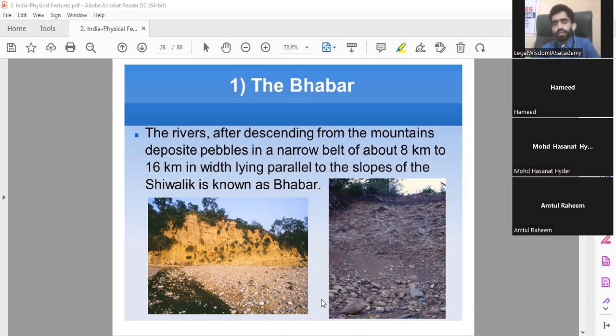The rivers, after descending from the mountains, deposit pebbles in a narrow belt of about 8 km to 16 km in width, lying parallel to the slopes of the Shivalik, known as Bhabar. Bhabar. What is next? The rivers descending from the mountain deposit pebbles in a narrow belt of 8 km to 16 km, lying parallel to the slope, that is the outer Himalaya, known as Bhabar.